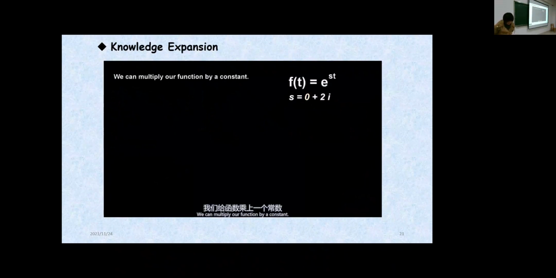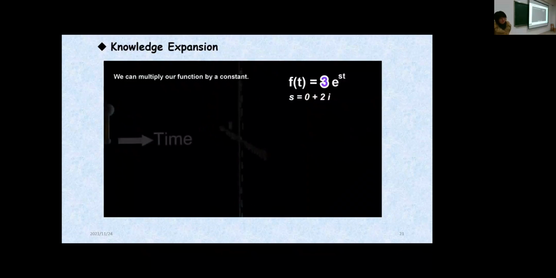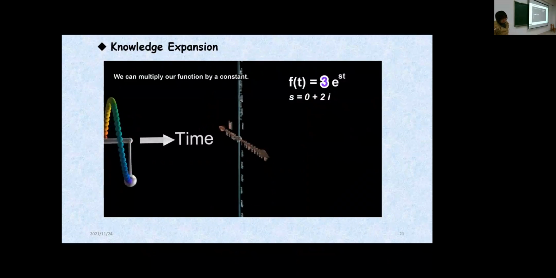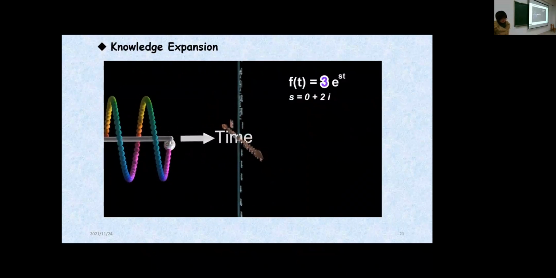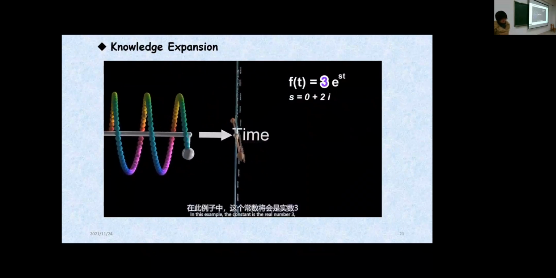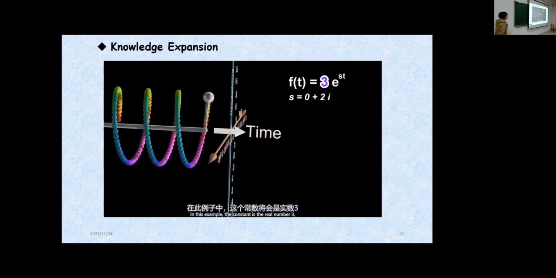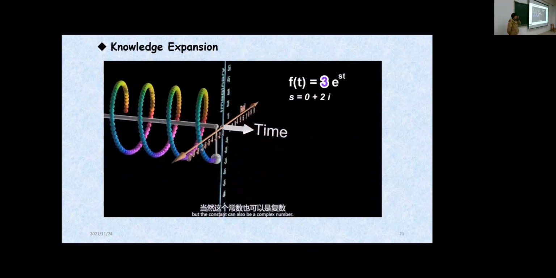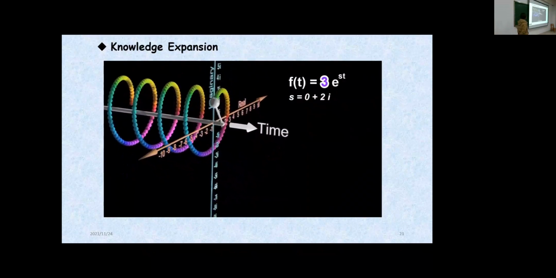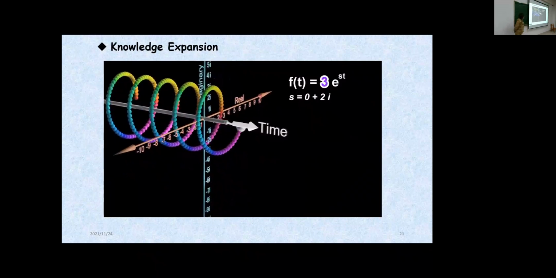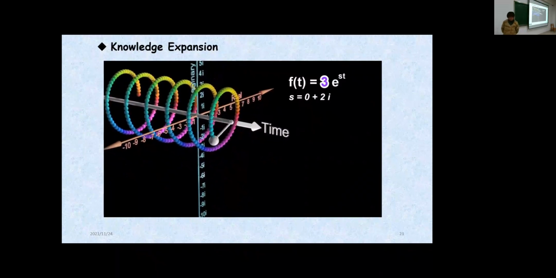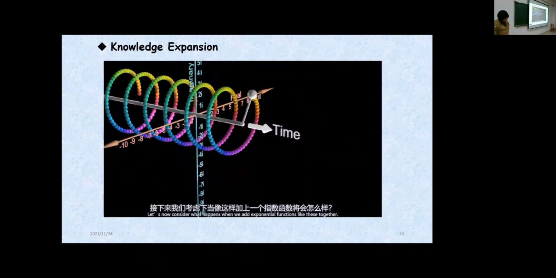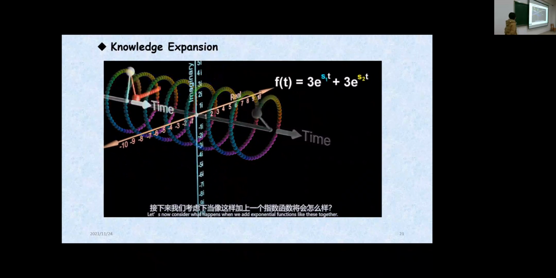We can multiply our function by a constant. In this example, the constant is the real number 3, but the constant can also be a complex number. Let's now consider what happens when we add exponential functions like these together.